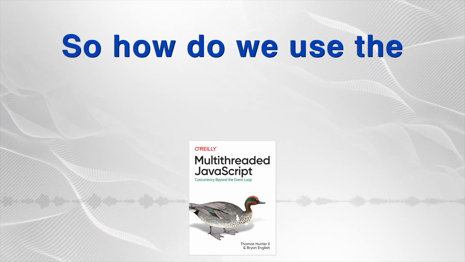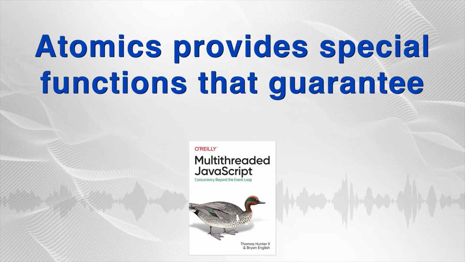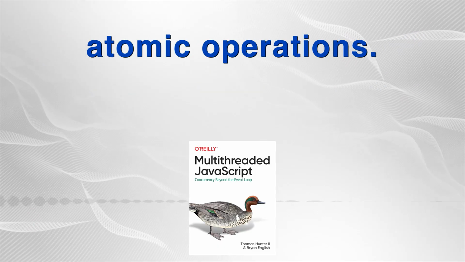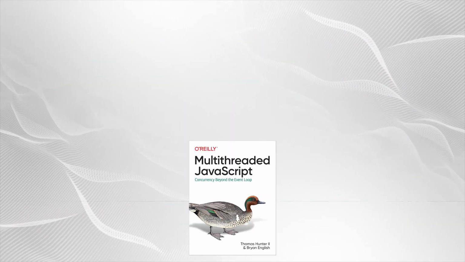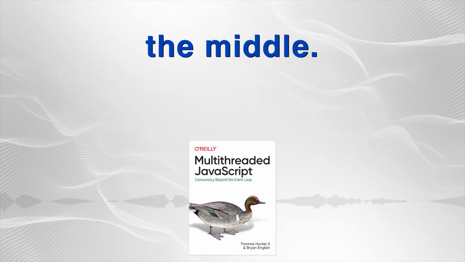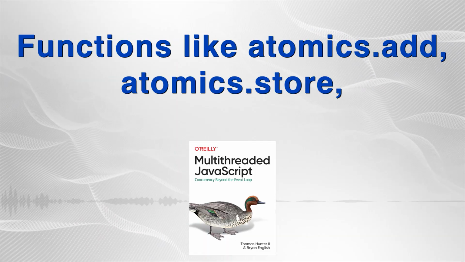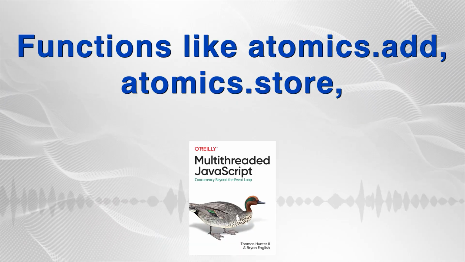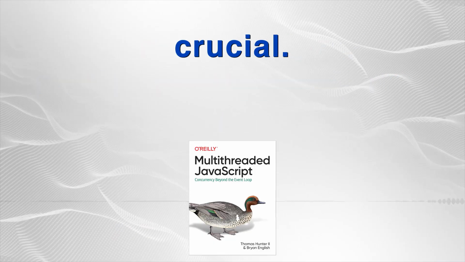So how do we use this shared memory safely? That's where Atomics comes in. Exactly. Atomics provides special functions that guarantee atomic operations. An atomic operation happens completely or not at all. No other thread can interfere in the middle. This prevents race conditions for simple operations. Yes. Functions like Atomics.add, Atomics.store, Atomics.load, and Atomics.compareExchange are crucial.